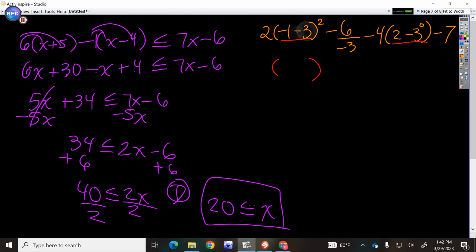So here, negative 1 minus 3 is negative 4. So I'm bringing everything else down except my parentheses, because I'm going to clean up my parentheses first. Over here, in that parentheses, am I going to subtract first?